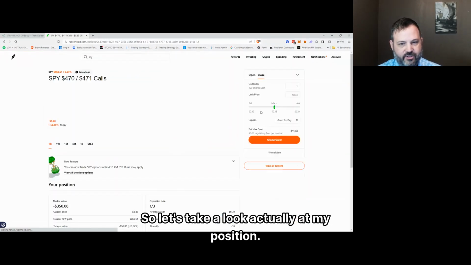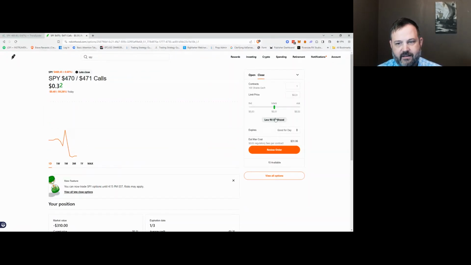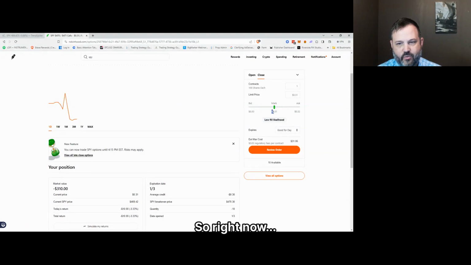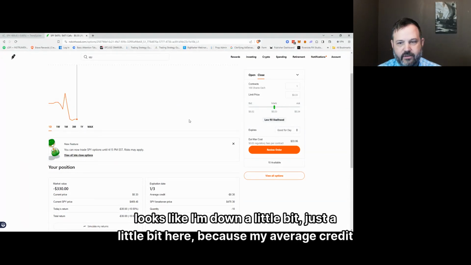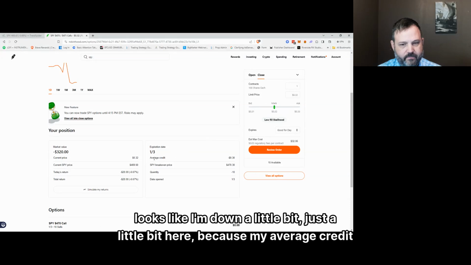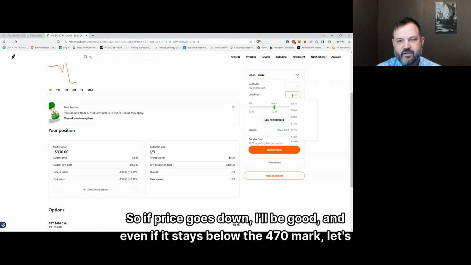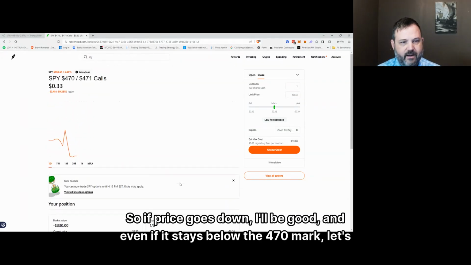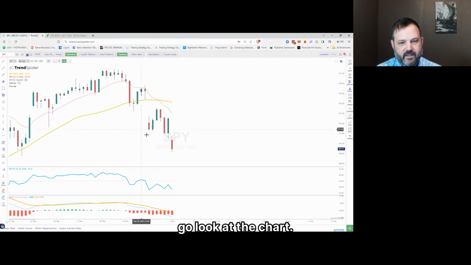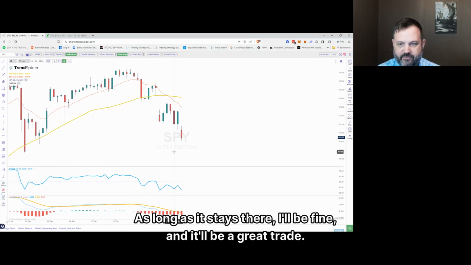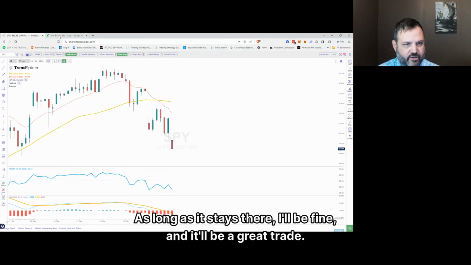So let's take a look actually at my position. My credit was 29. So right now, looks like I'm down a little bit, just a little bit here, because my average credit was 30, and now it's 32. So if price goes down, I'll be good. And even if it stays below the 470 mark, let's go look at the chart. So, we're still below, we're still doing good. As long as it stays there, I'll be fine. And it'll be a great trade.